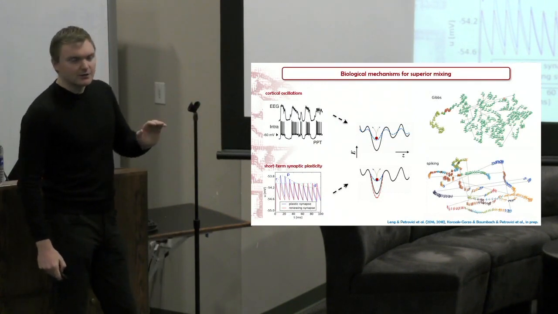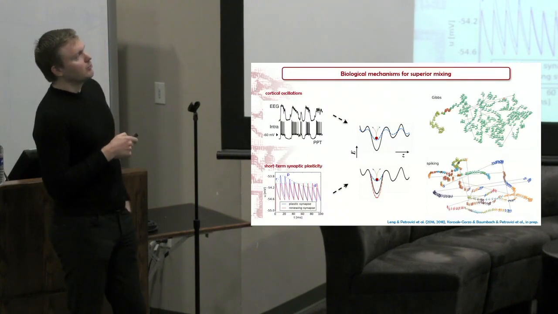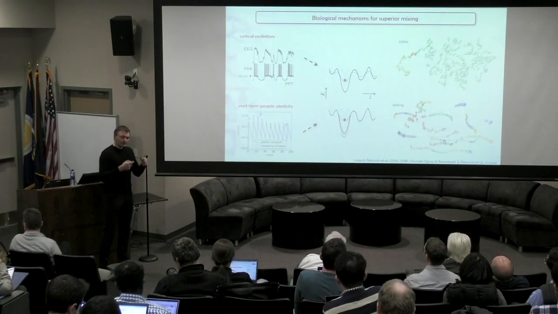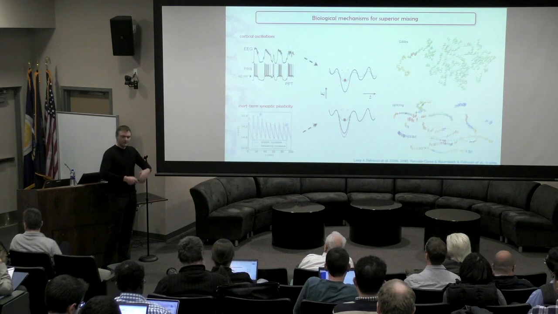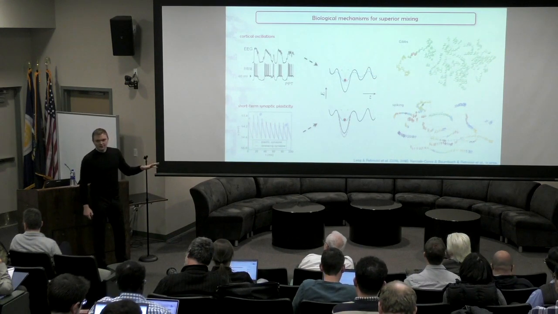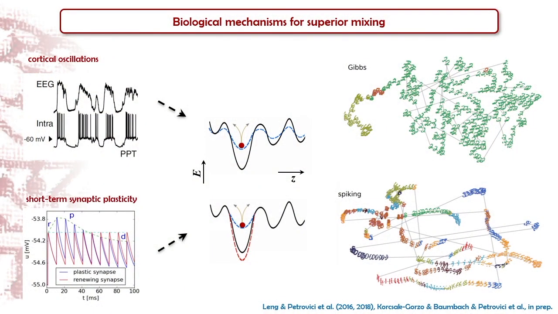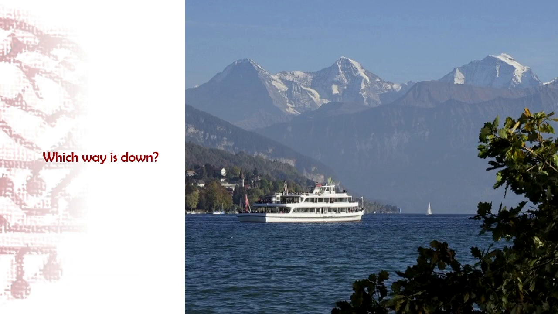Something similar can also be done that is even closer to annealing with brain rhythms. So you can show that spiking networks under certain circumstances generate oscillations. And these oscillations are analogous to annealing. And this is how you get mixing in spiking networks again. OK, this concludes the first part of the talk.